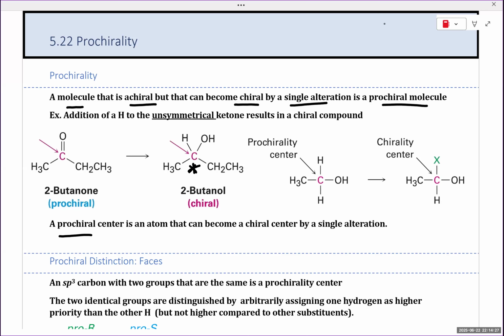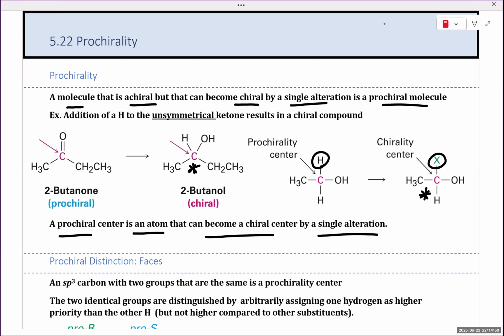A prochiral center is an atom that can become a chiral center by a single alteration. For example, if we replaced a hydrogen with a group X, and that would yield a chiral center, this initial carbon is a prochiral center. It can become a chiral center through an alteration or reaction.